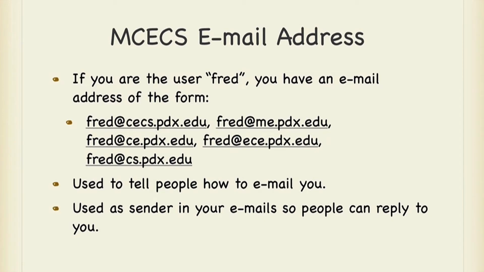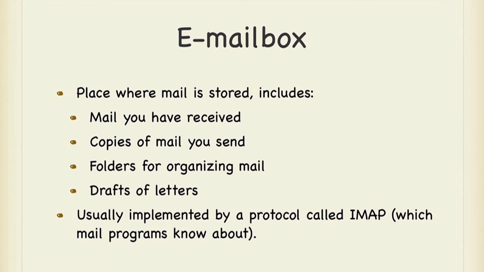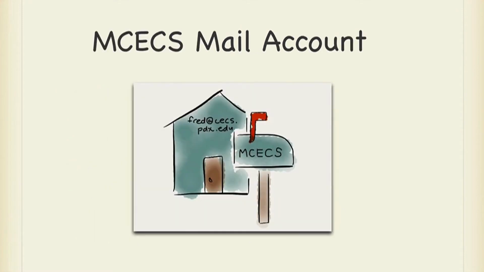Now, typically, you use this email address to tell people how to send you email. And your email program is usually set up so that when you send email, this is what the sender's address looks like so that they can reply to you. The other part of what an MCECS email account currently contains is your email box. This is the place where email is stored. Now, this includes mail you have received, copies of mail you send, folders that you've made for organizing your mail, drafts of letters, and so on. Sometimes people will use the word IMAP in relation to your mailbox because that's the protocol used by mail programs to talk to it. So in a nutshell, your MCECS mail account consists of a mailbox and an email address.